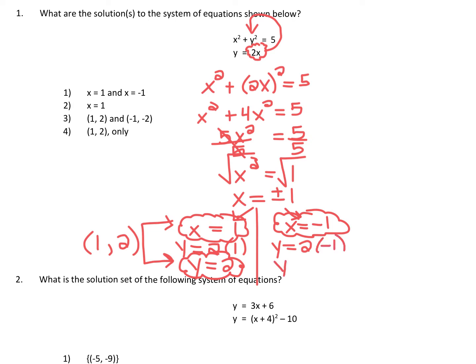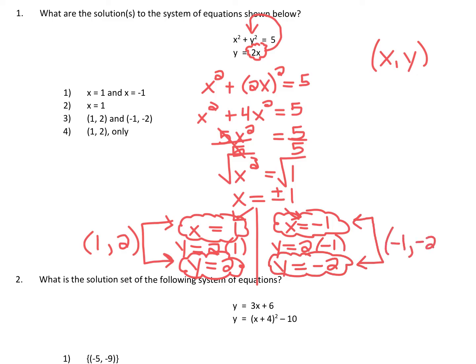And since 2 times negative 1 is negative 2, we get y equals negative 2. So this is the y value right here that corresponds with an x value of negative 1. To write that as a coordinate, remember a coordinate is written x comma y in parentheses. Don't forget those parentheses. So we could write that as negative 1 comma negative 2. Okay, so these are our two answers.